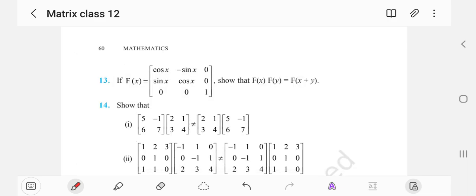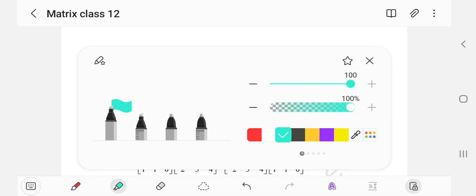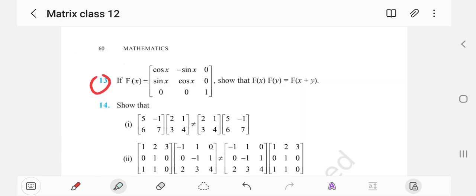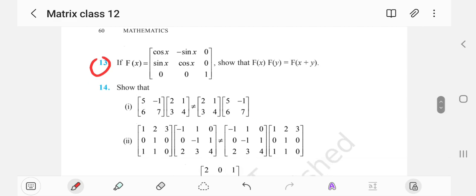In question number 13, what are we given? We are given a matrix in the form of a function. This is basically a matrix which is a function of x, right? Our task is to find this and this, and finally we have to show that both this part and this part, that is LHS and RHS, are equal. So let's do it one by one.